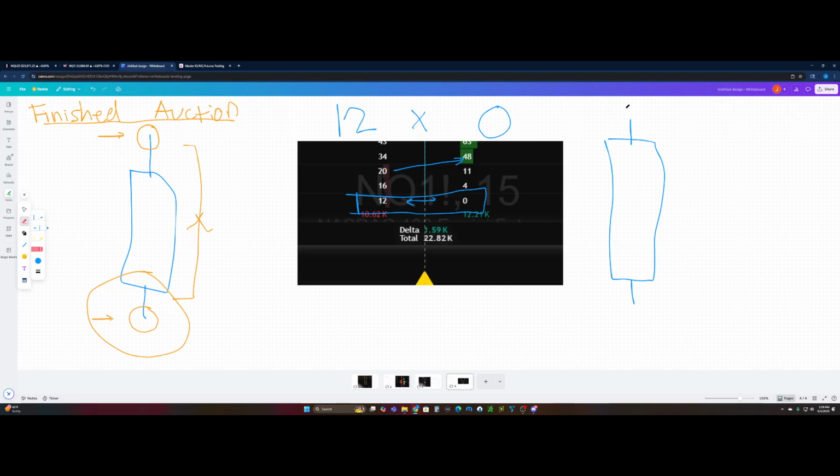When you are looking at a finished auction at the top, right? So now you're evaluating, is this a potential top? Are we potentially going to be reversing? What are the things that I can look at and what can I see in the data being presented to me that is showing me that this is a potential reversal at the top?